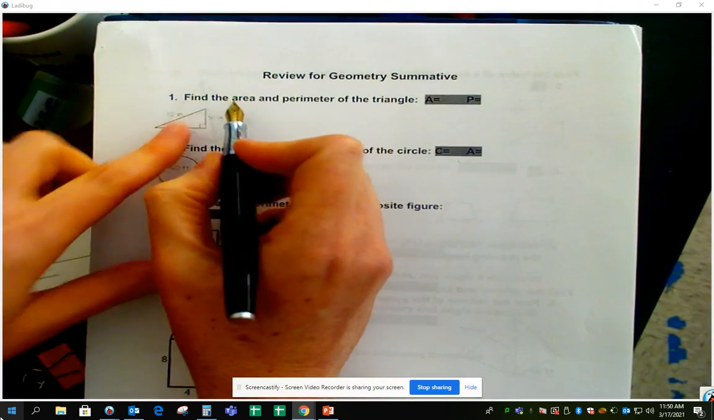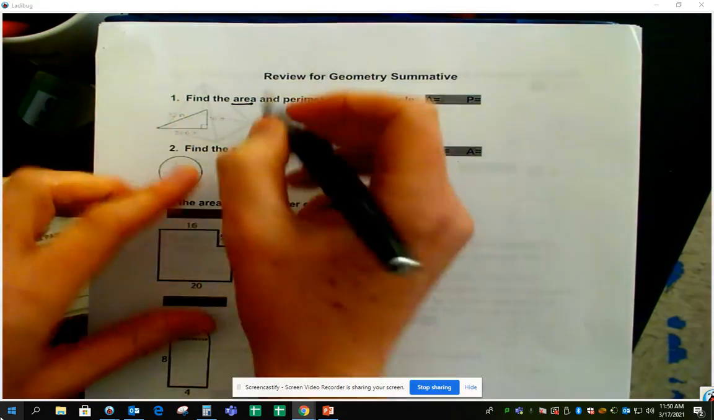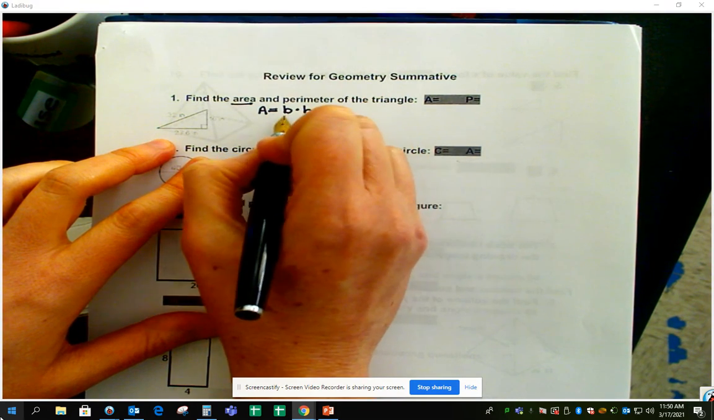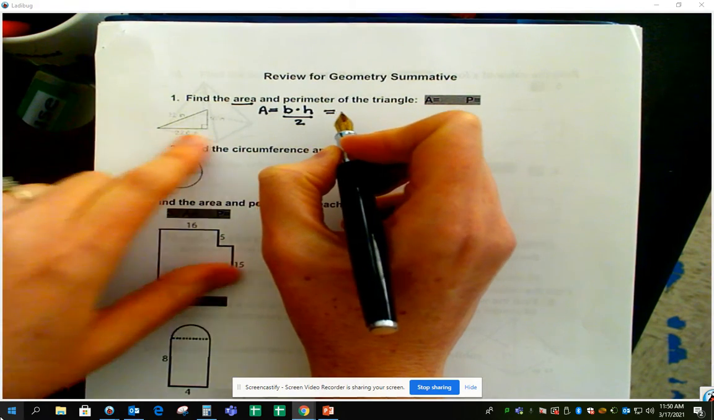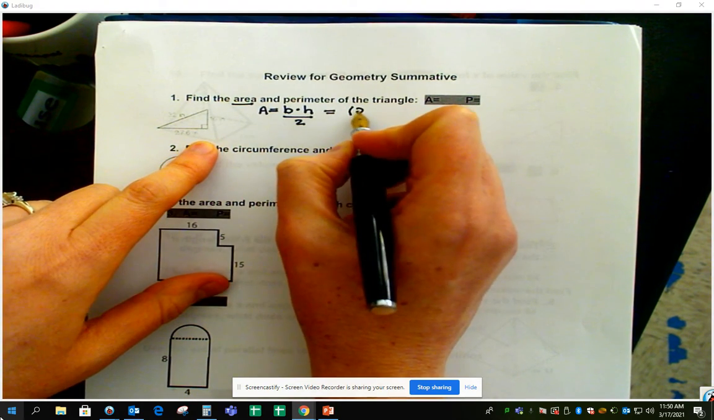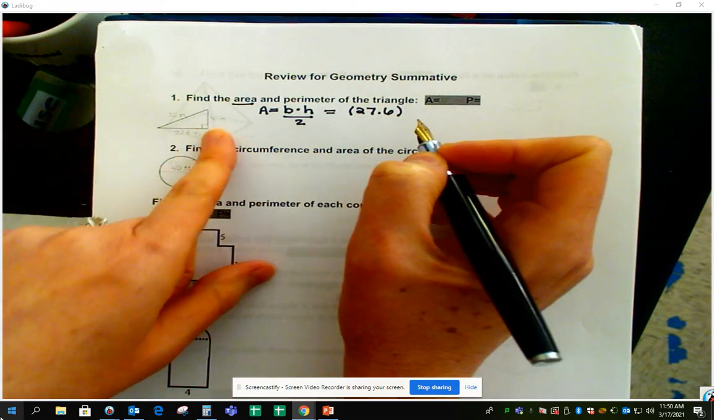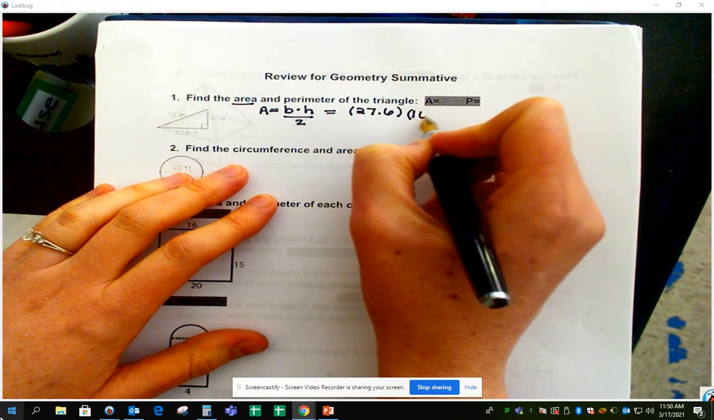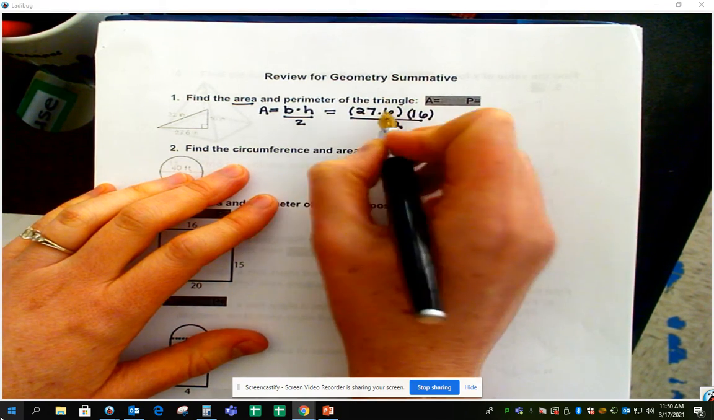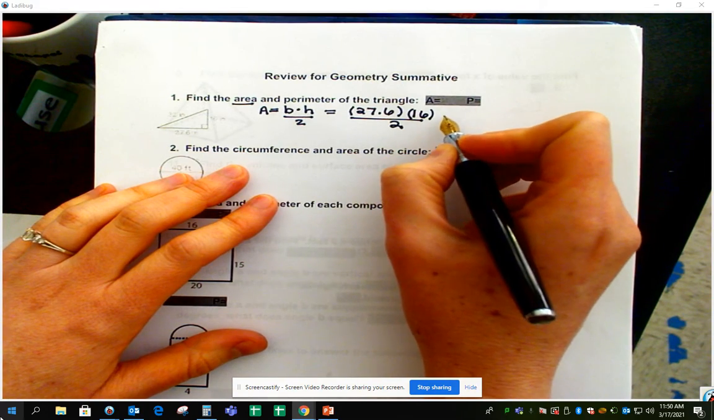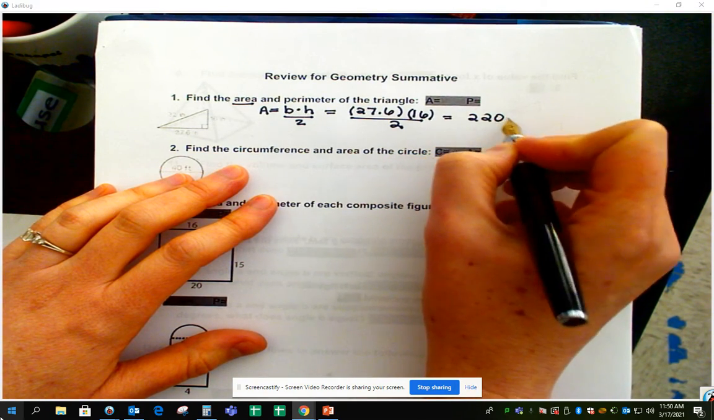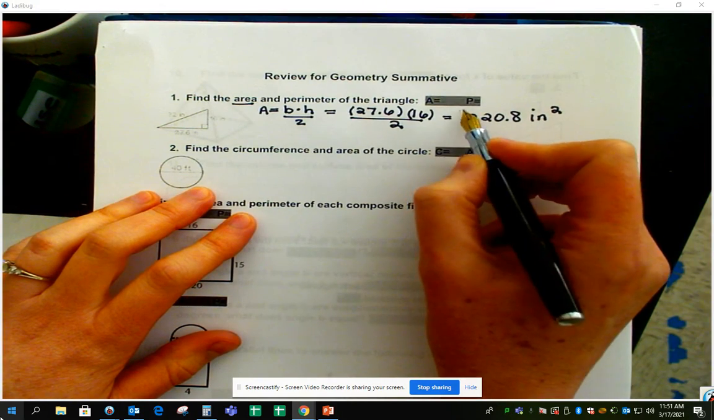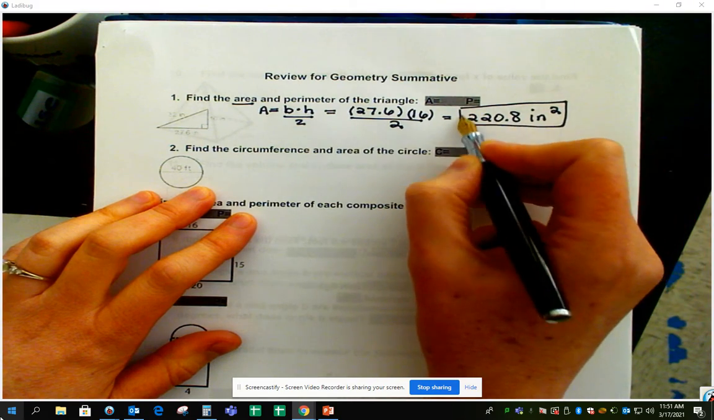So let's start here. We're finding the area of our triangle. Remember, the area of a triangle is base times height divided by 2. So if I plug in this triangle's base, which is 27.6, and then its height, remember the height has to be perpendicular to the base, is 16, and divide that by 2. So I multiply those and then I divide it by 2. I get 220.8, and my units are inches squared. Remember, area is in square inches, or units squared, I should say.